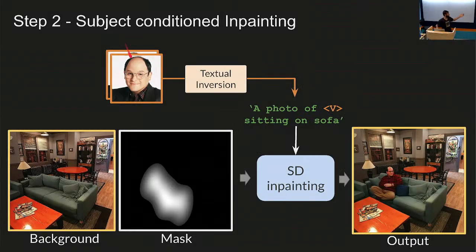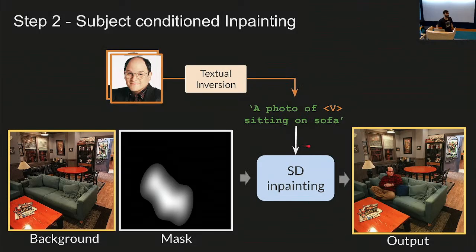Yeah, then you do something like precise control: given 1 or 3 to 5 images of that person, learn some embedding, and then you say a photo of that person sitting on sofa. Instead of doing generation, now you are doing in-painting. So in the in-painting prompt, you modify the prompt with a V embedding, and then it will generate that person.